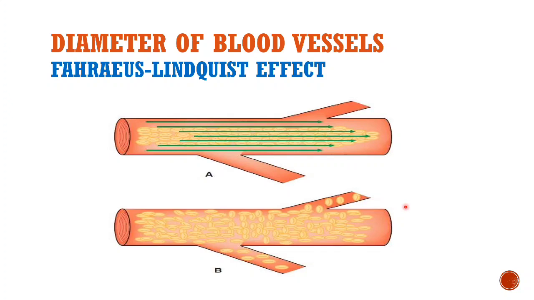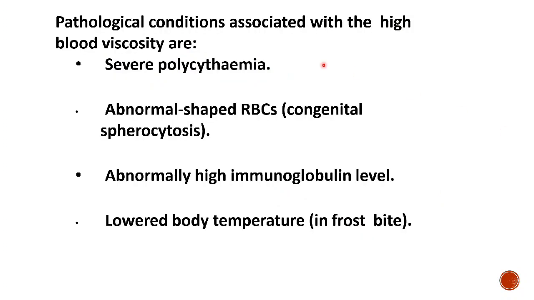So one more factor we have seen affecting the viscosity of blood is the temperature. Cooling increases the viscosity of blood, and when the temperature increases, viscosity decreases. So pathological conditions associated with high blood viscosity are severe polycythemia, abnormally shaped RBCs like congenital spherocytosis, abnormally high immunoglobulin level, and lowered body temperature.